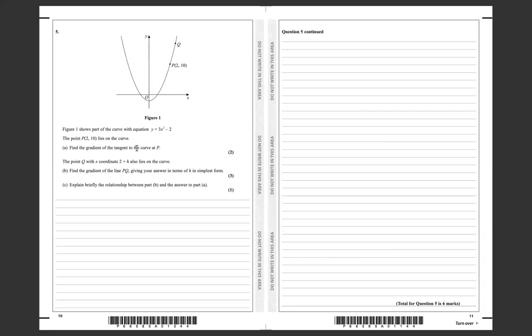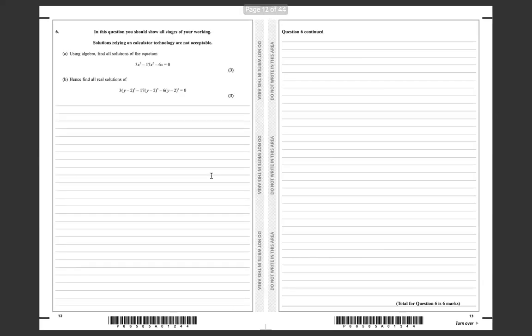So I think it is advisable that you follow the book for questions, so you don't have to skip any part, thinking whether it lies in your domain or not. Find the gradient of the line PQ in terms of h. This is differentiation. Use algebra to find all the solutions.